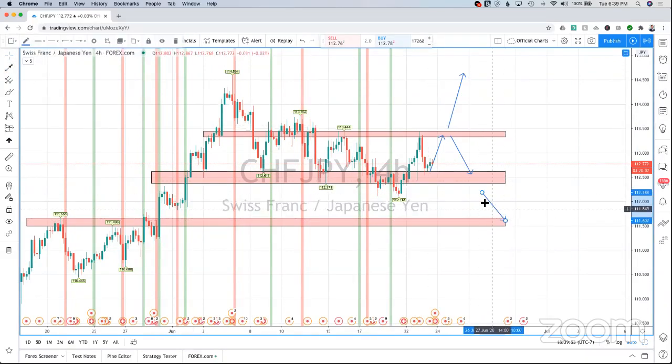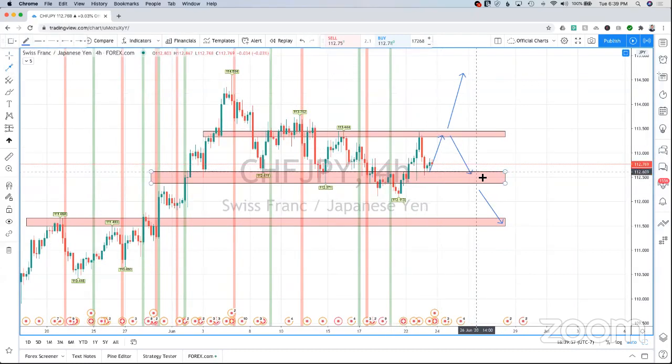It's either going to break below or reject and do exactly what it just did. So that's why I wouldn't enter right now.